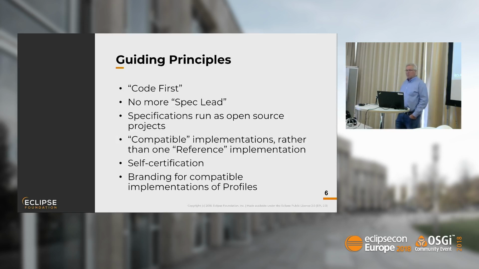Next guiding principle, and this is sort of a delta to the JCP, is no spec lead. So no central control point for all of the IP that's involved in the specification. Basically, we want to create a vendor-neutral, collaborative process with no one company in charge.